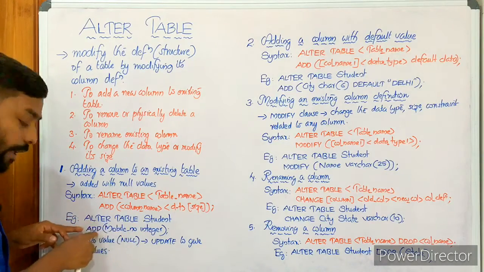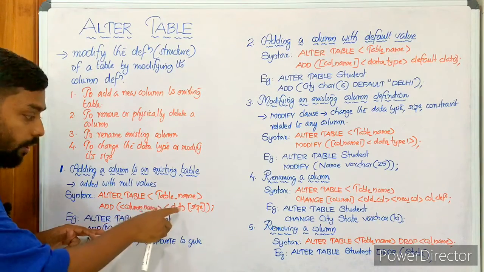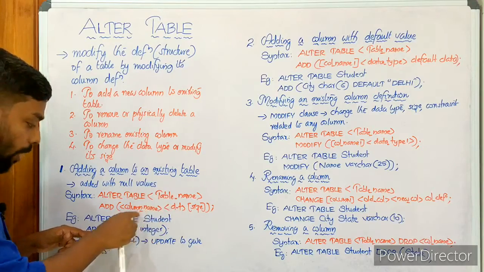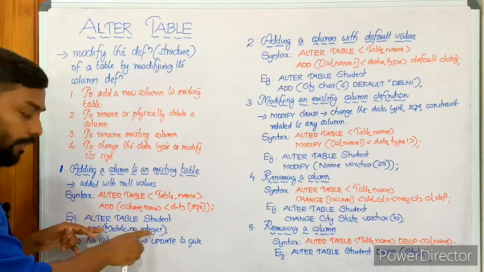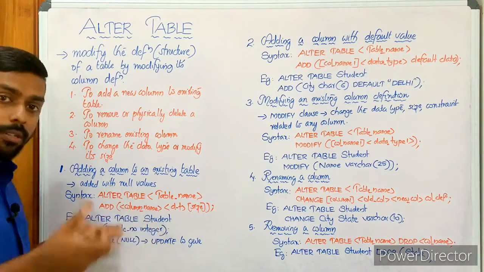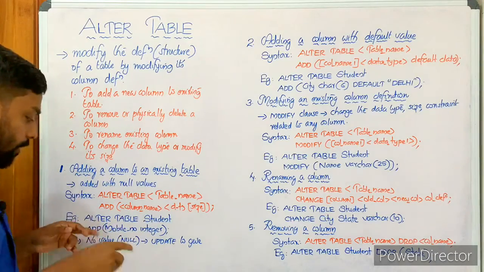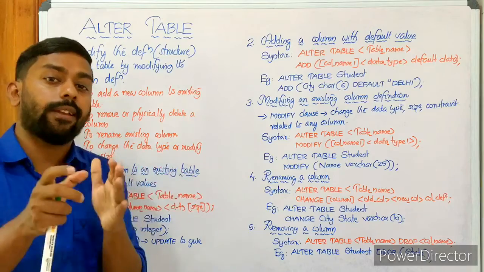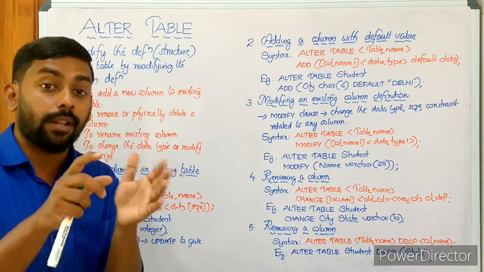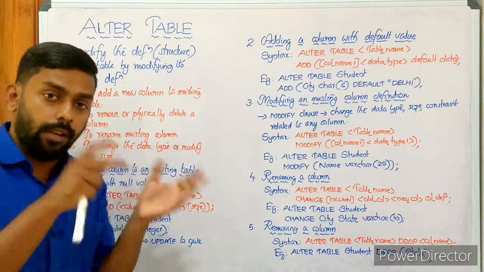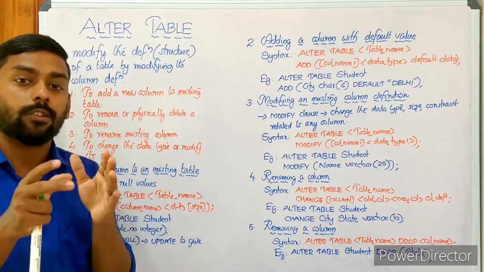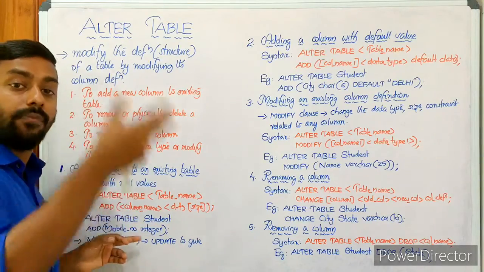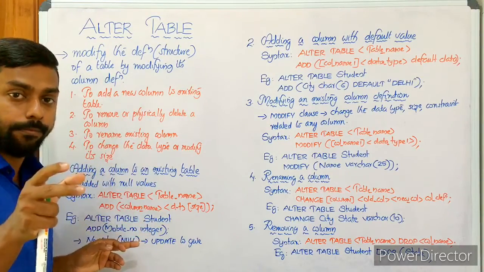Here, ADD is a clause, and mobile number is a newly added column. Integer is the data type, and it supports size as well, so you can provide a size. So mobile number will be added as the last column, just after the last column. In our current table, date of birth is the last column, so mobile number will be added after date of birth. Hope you get it.